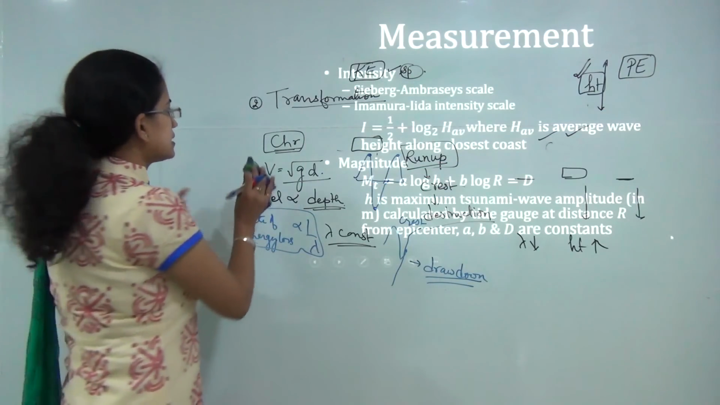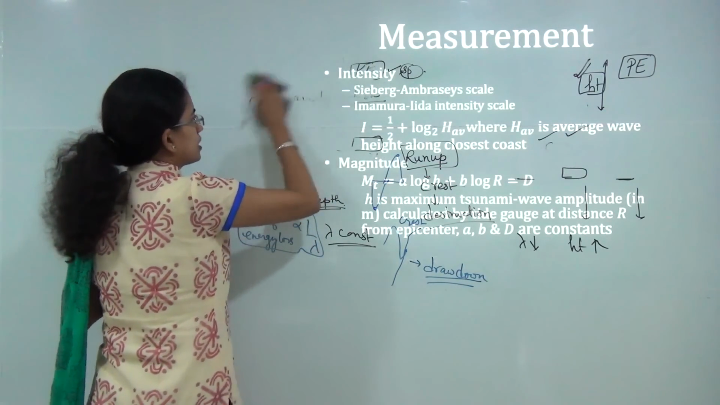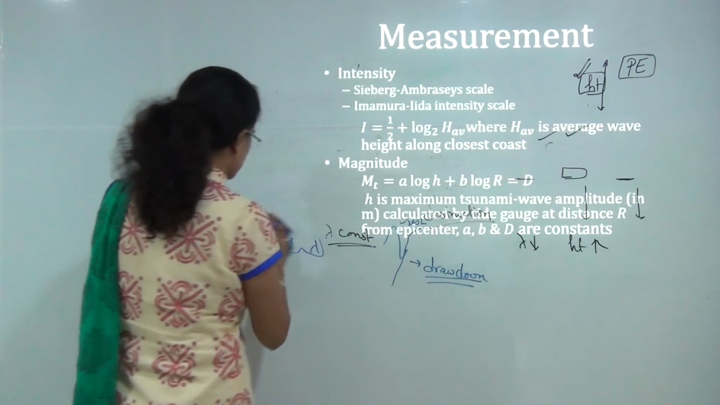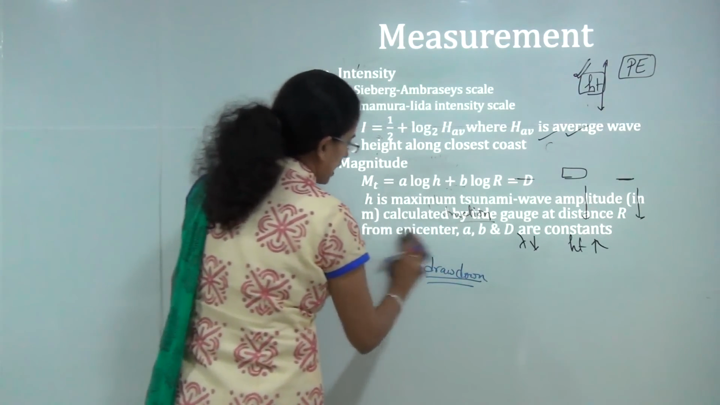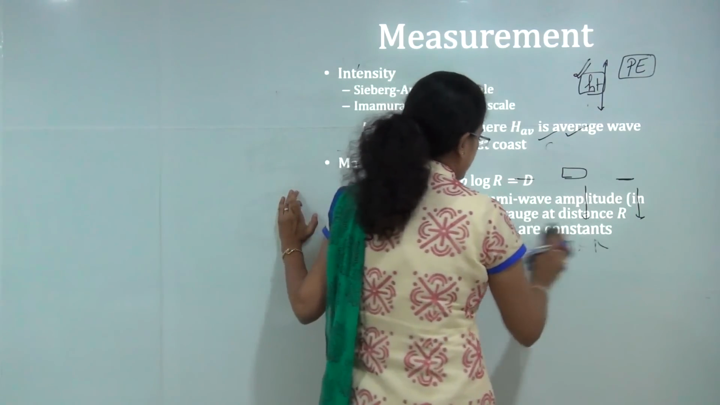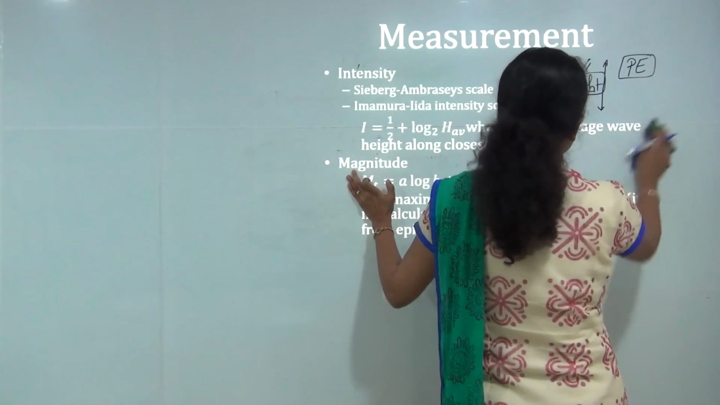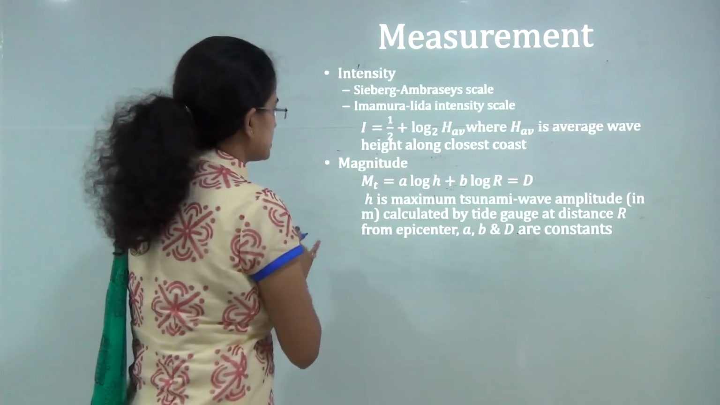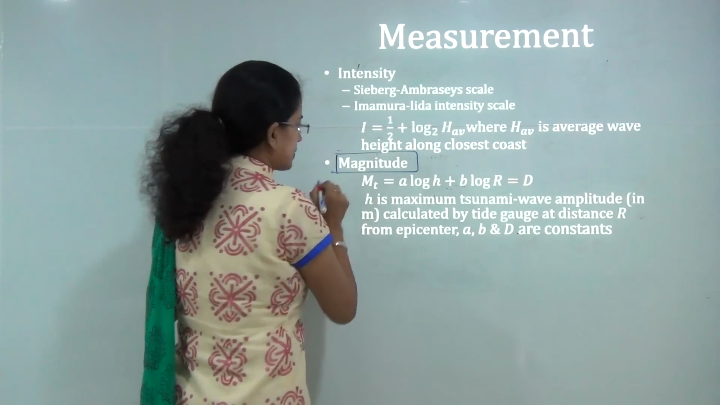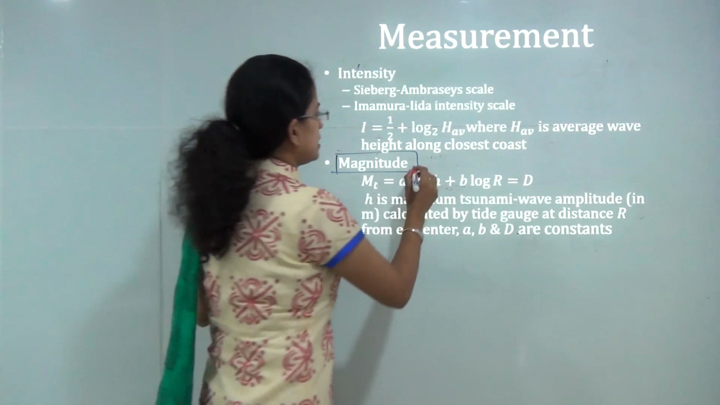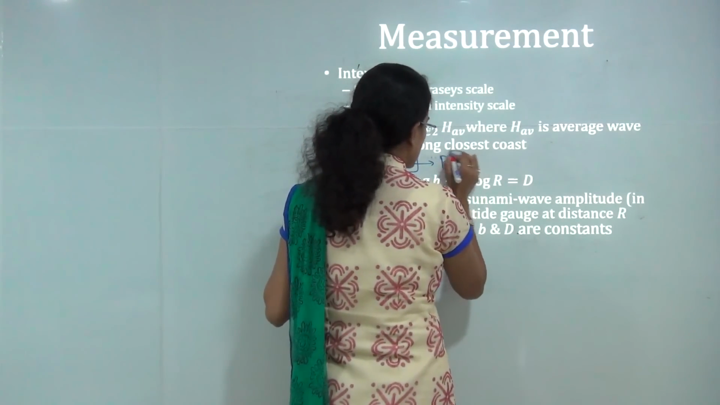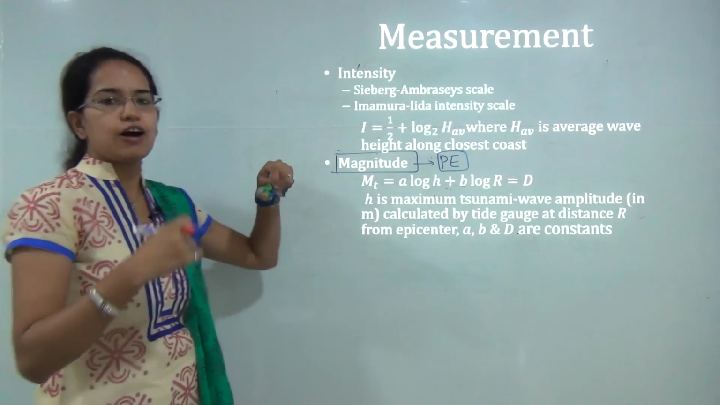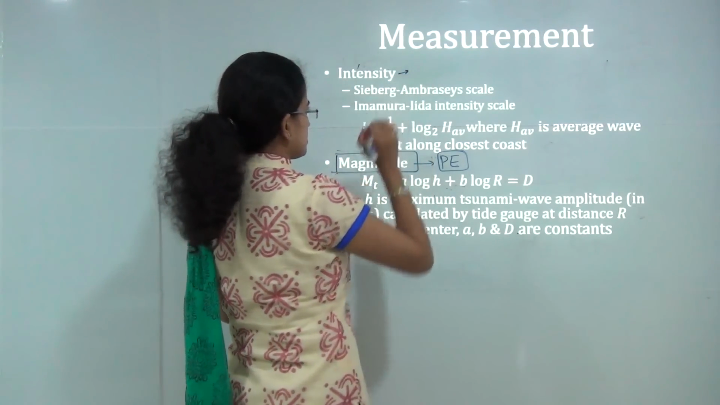Now, the next is how we can measure a tsunami. We can measure a tsunami by two major aspects. One is the magnitude and the other is intensity. When I say magnitude, we are focusing on the potential energy. So whenever I say I am measuring it in terms of magnitude, we are analyzing the potential energy, and the other is intensity, how strong the tsunami is.